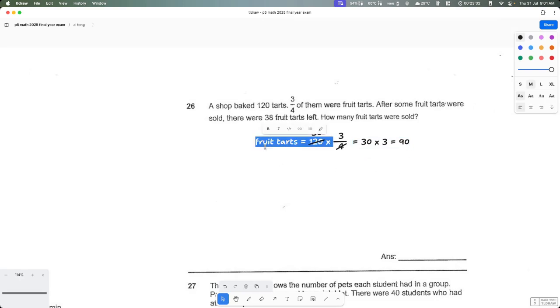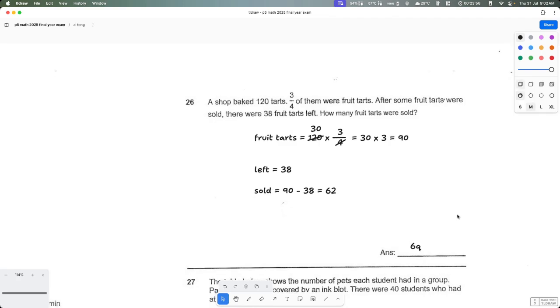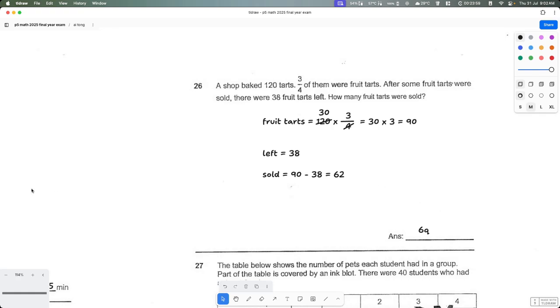Then the next part is there were 38 fruit tarts left. So how many were sold is equal to 90 minus 38. This will give us 62. So 62 fruit tarts were sold. Oh, sorry, not 62, it's 52. Okay, my bad. So 52 over here. All right, so always double check your work.